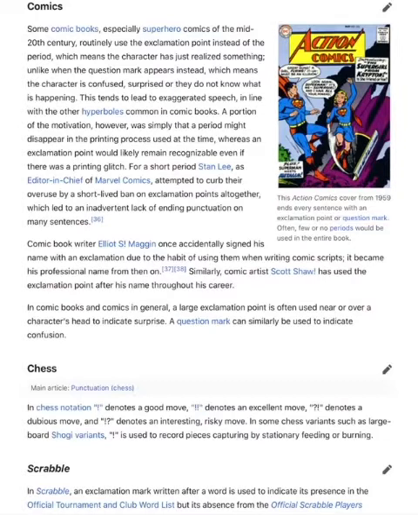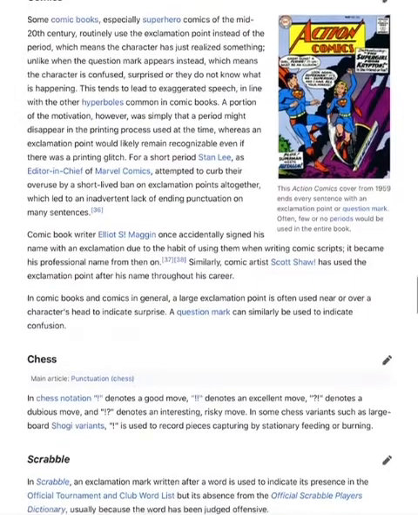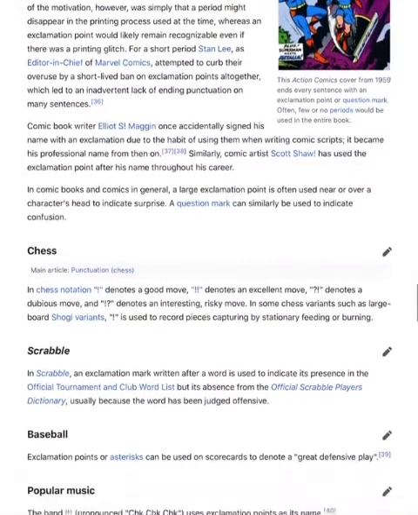Comic book writer Elliot S! Maggin once accidentally signed his name with an exclamation due to the habit of using them when writing comic scripts. It became his professional name from then on. Similarly, comic artist Scott Shaw! has used the exclamation point after his name throughout his career. In comic books and comics in general, a large exclamation point is often used near or over a character's head to indicate surprise. A question mark can similarly be used to indicate confusion.